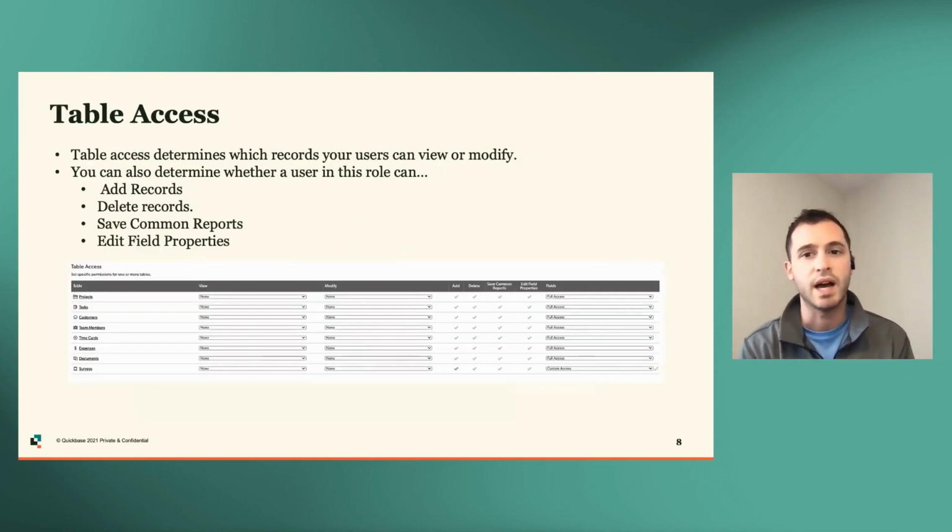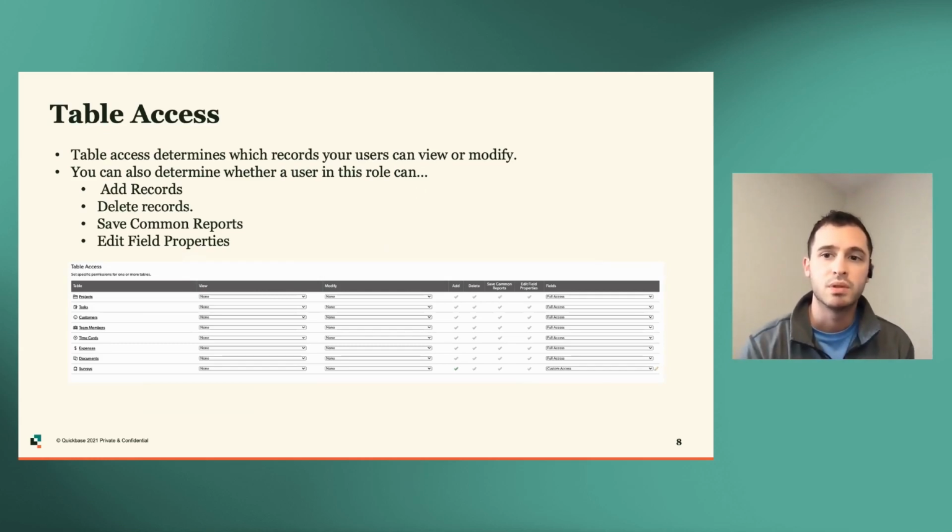Moving on to table access. So within each table, you can set custom conditions for how you want to determine each role is able to view or modify a record on your table. And after you've set whether this role can view or modify records, you can set custom field access to determine the specific fields they are able to view or modify. In addition to this, you can also determine whether a user in this role can add records to a table, delete records within that table, save common reports.